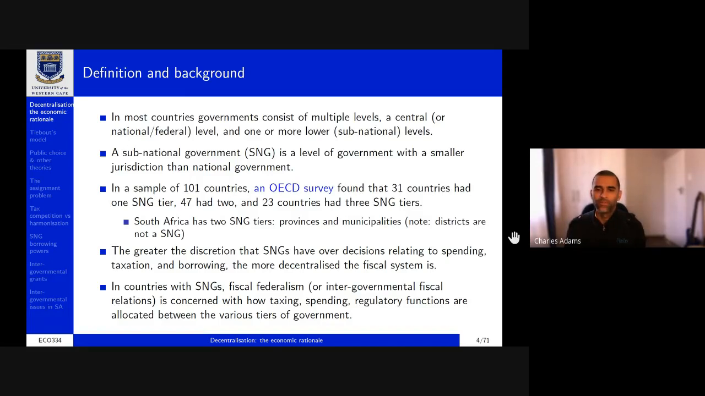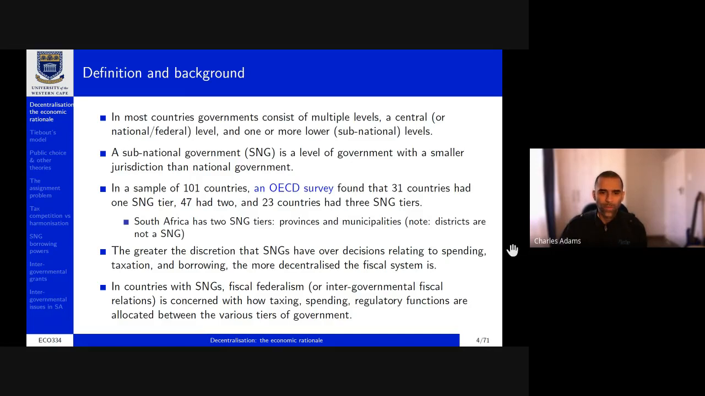There are countries that have 3 tiers under national government. So they'll have provincial, local, and something below local, perhaps districts or wards. And there are some countries that have only 1 tier. They have national and then local. And there aren't too many cases where you observe just a national structure, right? So subnational government is a level that is a smaller jurisdiction than national government. That is a geographic jurisdiction.